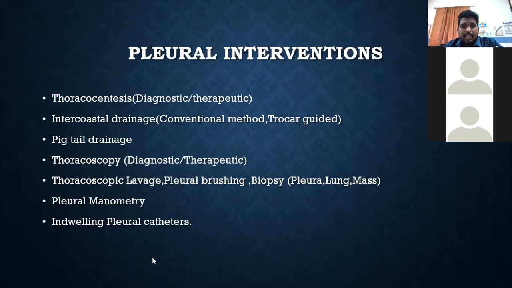And of course, indwelling pleural catheters. This is one of the fascinating areas for all the pleural interventions.